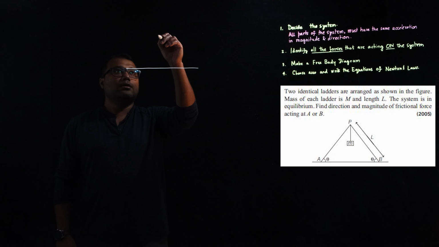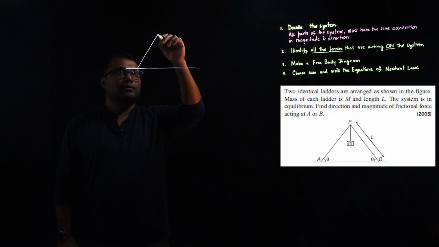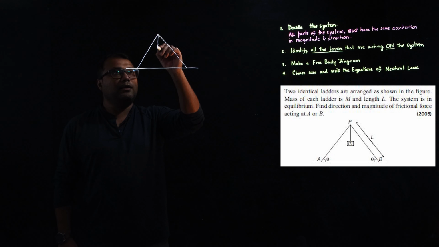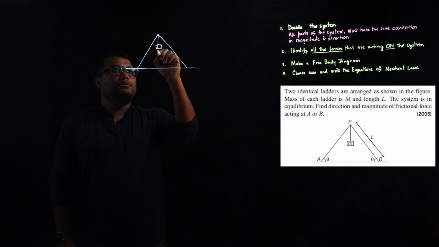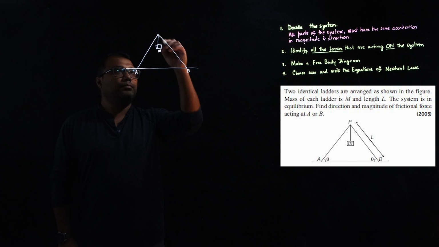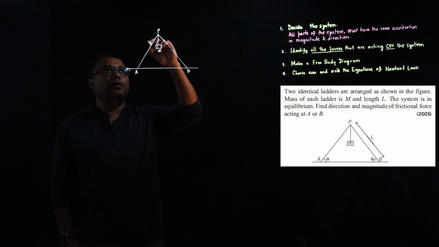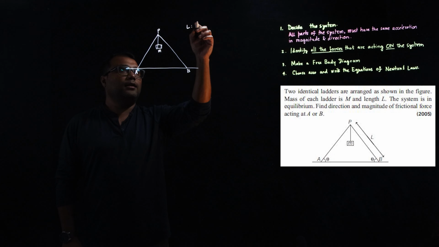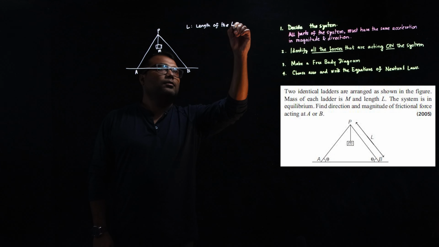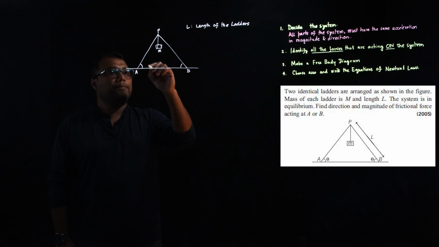We have the ground. We have one ladder like this, another ladder like this. There is a mass hanging from the midpoint. This is M, point A, point B, point P. The length of both these ladders is L, and this is theta.